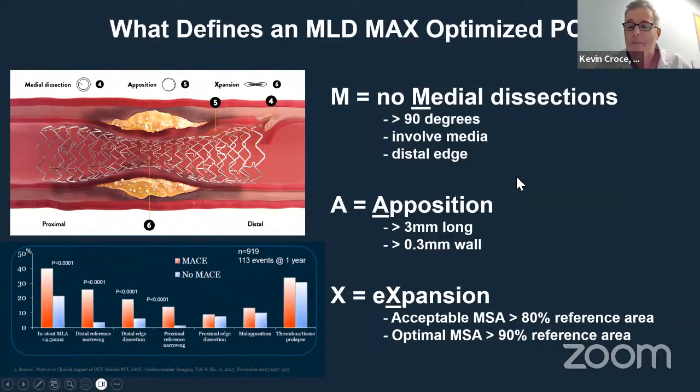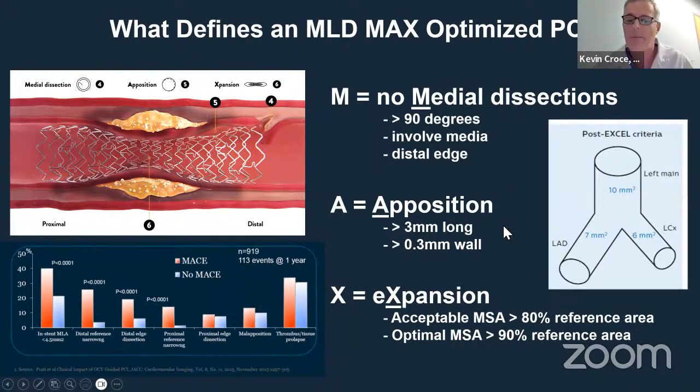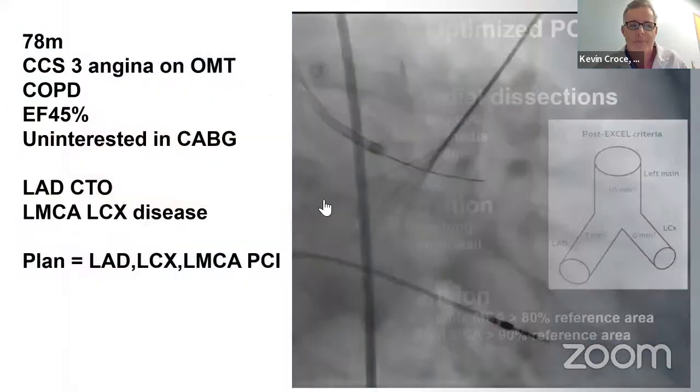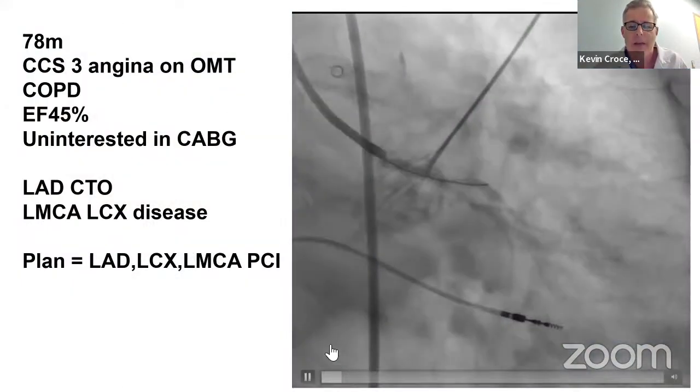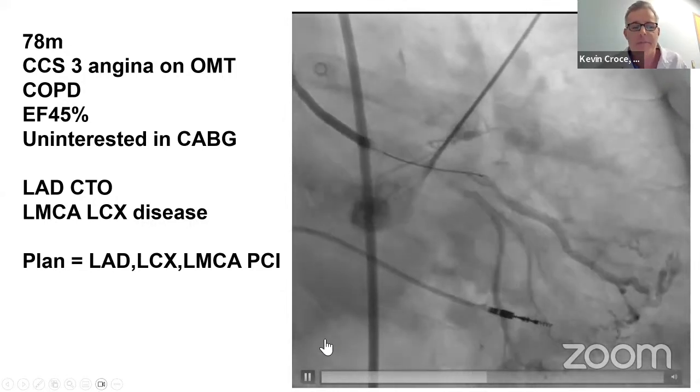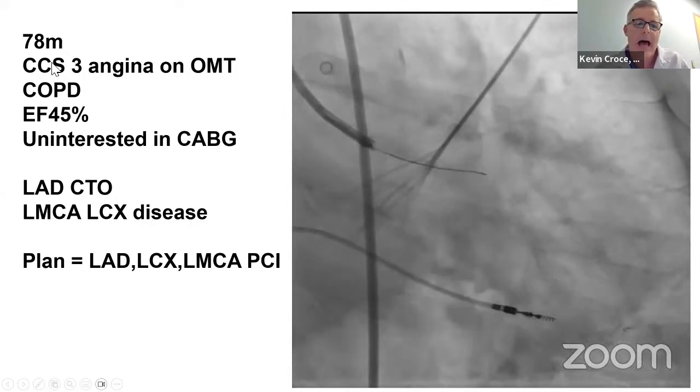With regard to left main stenting, it gets a little bit further deep because we know in the post-EXCEL era that we want to achieve optimal areas in the stent of 6 in the circ, 7 in the LAD, and at least 10 in left main. And so when we talk about what constitutes a left main optimized PCI, these are the things we're looking for. And so I have a couple cases I'll share which show application of MLD max to left main bifurcation PCI.